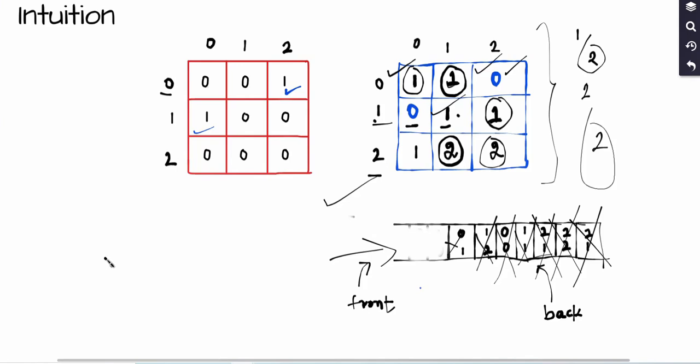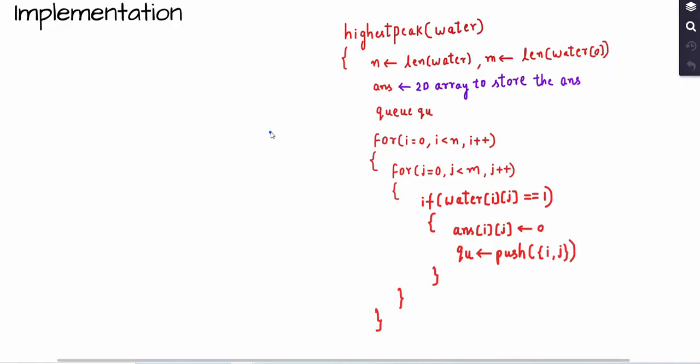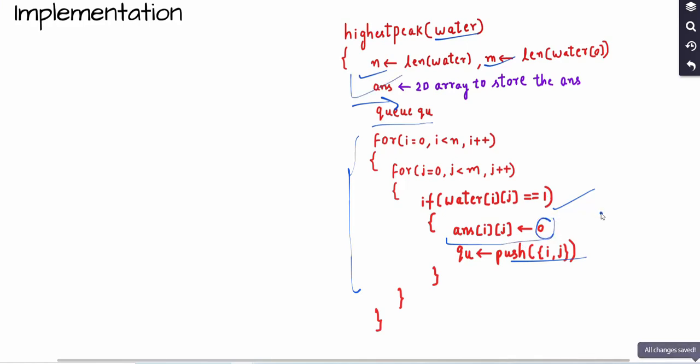So let's see the implementation of the idea explained here. So this is my highest peak function which takes in this water matrix. I compute its dimensions, the number of rows and the number of columns, an answer array, which will be used to store the heights for each cell, and this is my queue. So here I'm iterating over each cell and I'm pushing the water cells into the queue while initializing the answer array as 0 for those, because we know that the height of the cells which contain water is 0, while other cells are initialized with some integer, let's say -1.